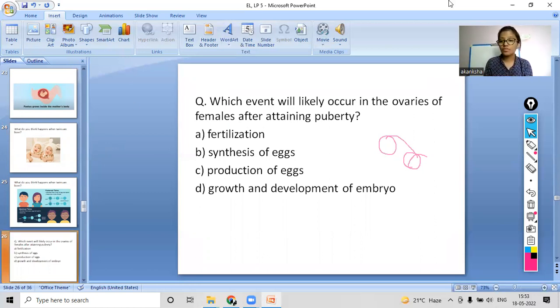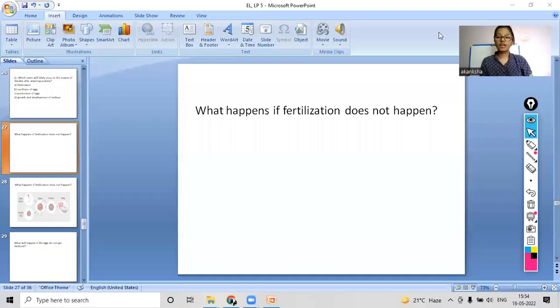So now we will move on further into our next topic. Till now we saw that fertilization occurred through the fusion of the male and female gamete. From the zygote, the embryo was formed, and from the embryo, the baby was formed. But what will happen if this fertilization does not happen? What will happen to the egg cell, because it is getting released every month? Where will it go? You can discuss.